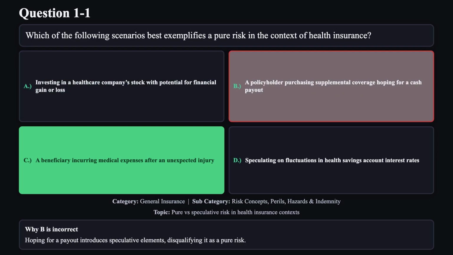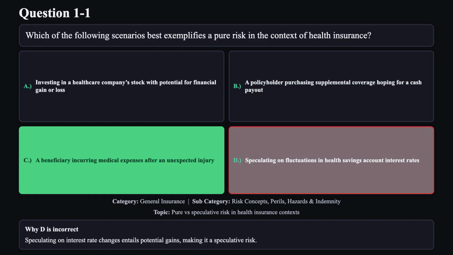Reason B is not correct. Hoping for a payout introduces speculative elements, disqualifying it as a pure risk. Reason D is not correct. Speculating on interest rate changes entails potential gains, making it a speculative risk.